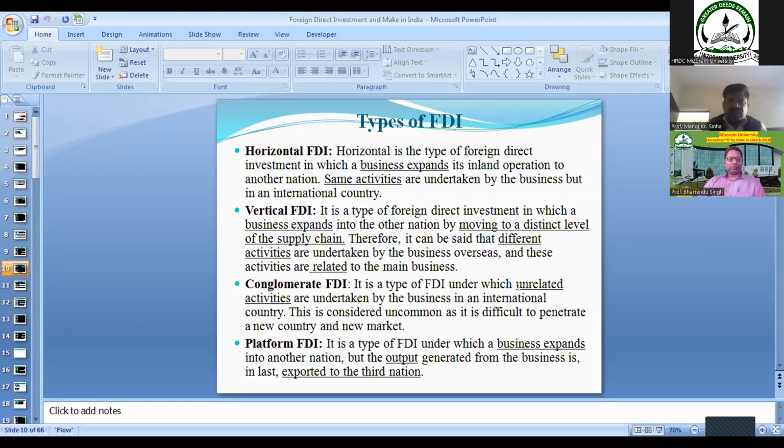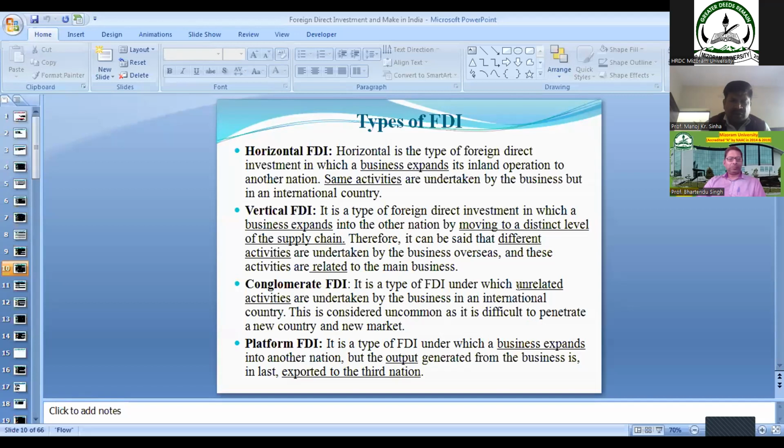Third one is conglomerate FDI. It is a totally unrelated activity of foreign companies in the host country. This type of FDI is uncommon, as it is very difficult to find a new market in a new country.